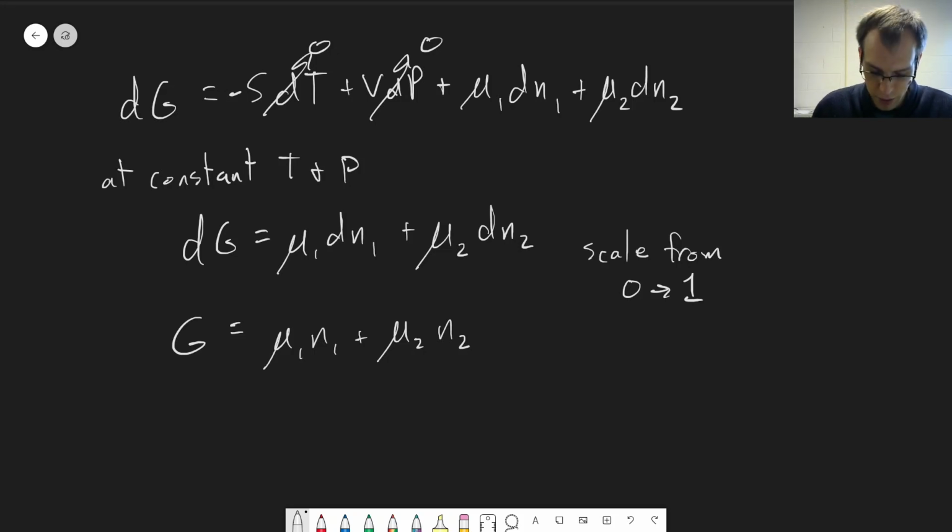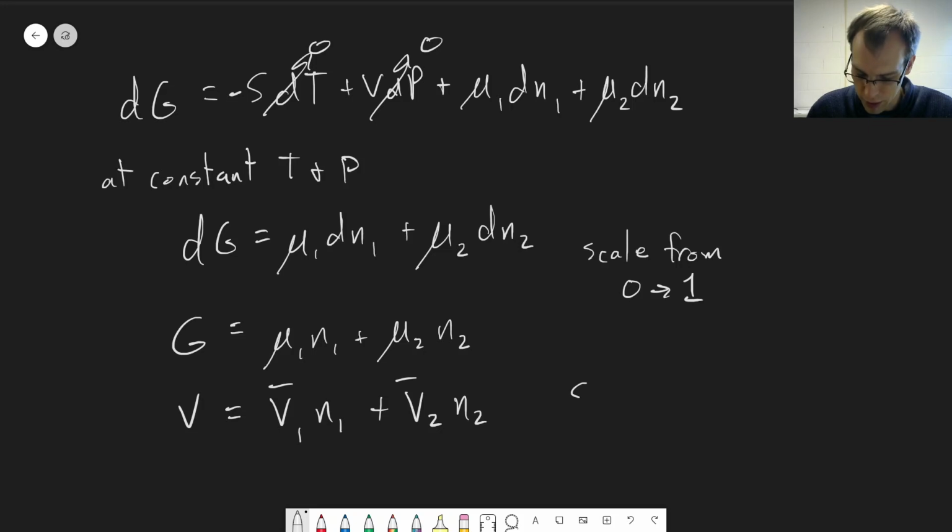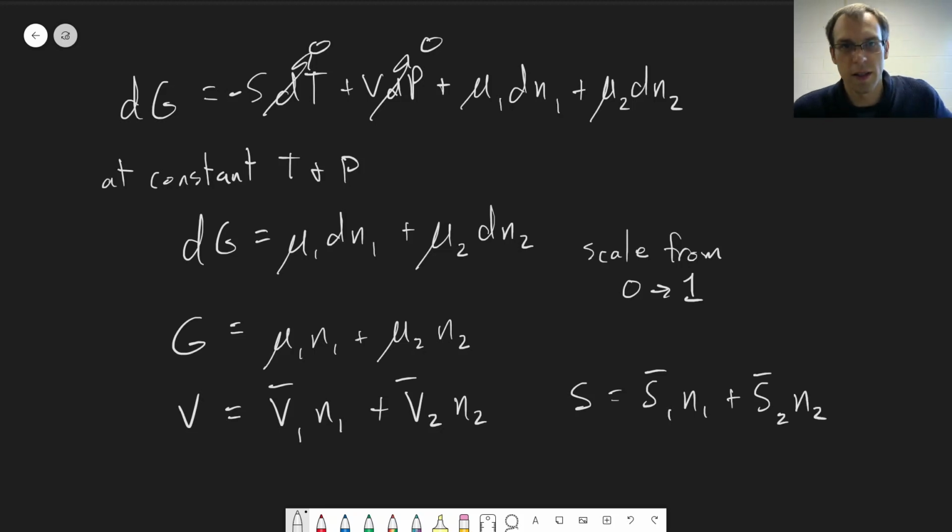We can write similar values for, say, the total volume of our system, which is equal to the partial molar volume of substance 1 times N1 plus the partial molar volume of substance 2 times N2, or the same thing with entropy: the total entropy is equal to the partial molar entropy of 1 times N1 plus the partial molar entropy of 2 times N2. Now, this shouldn't seem too strange. If we didn't have these partial molar quantities, but just molar values, we would just multiply by the number of moles, and that would tell us the total volume of the system. Take the number of moles times the molar volume.